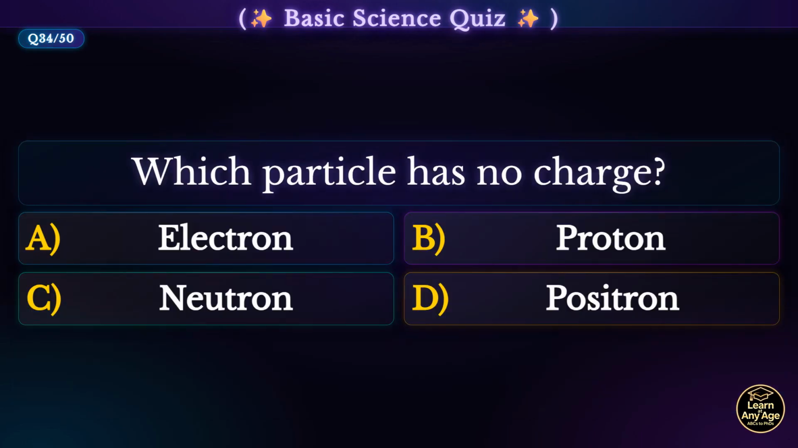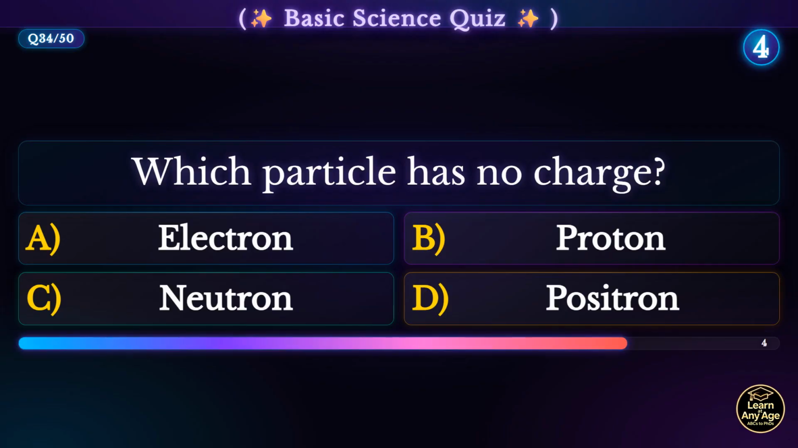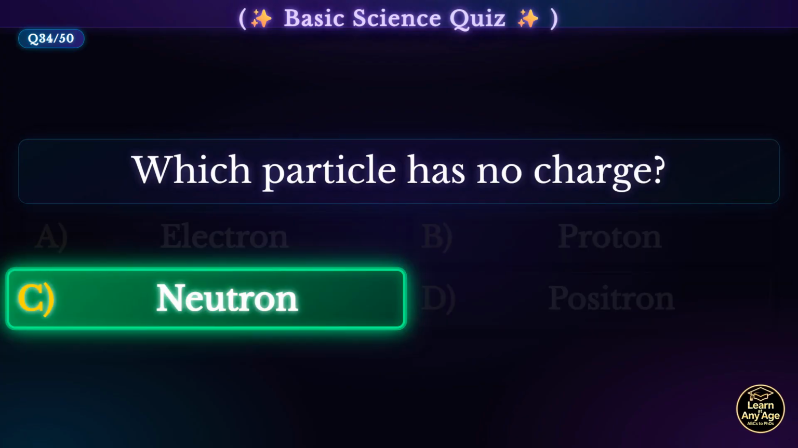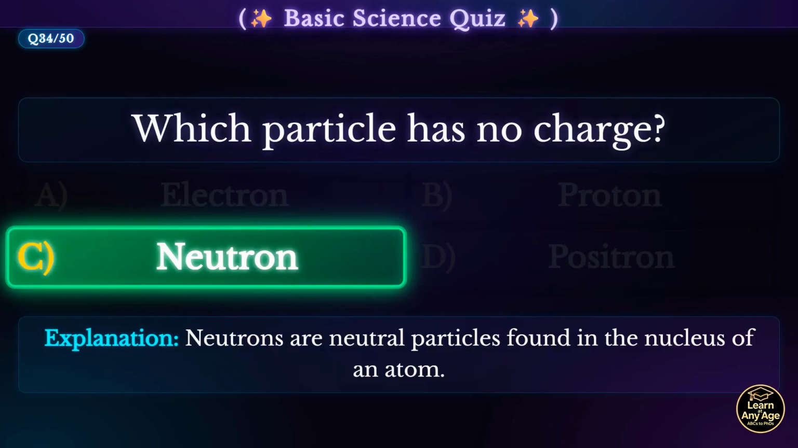Which particle has no charge? Electron, proton, neutron, positron. Neutron. Neutrons are neutral particles found in the nucleus of an atom.